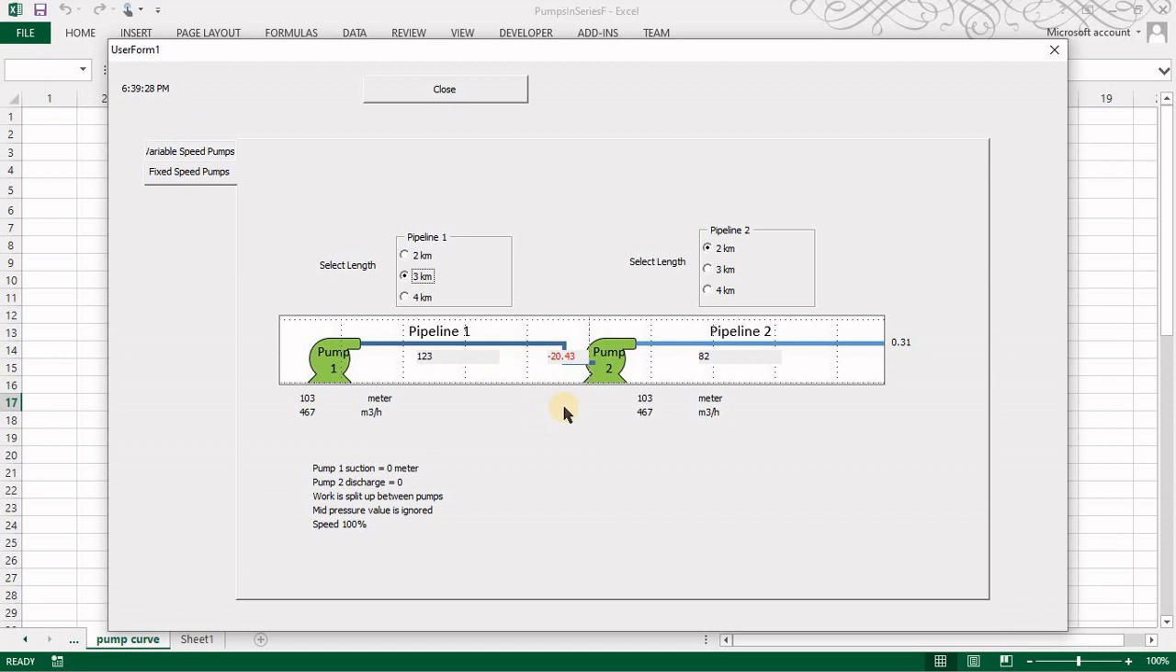So it's very clear that we cannot run both pumps at 100%, or the same speed, and expect them to deliver the same flow rate with the same head, while we have a different resistance in front of each one of those pumps.